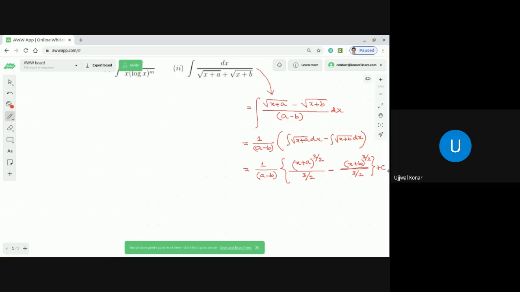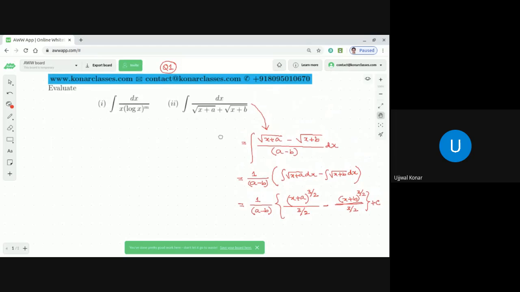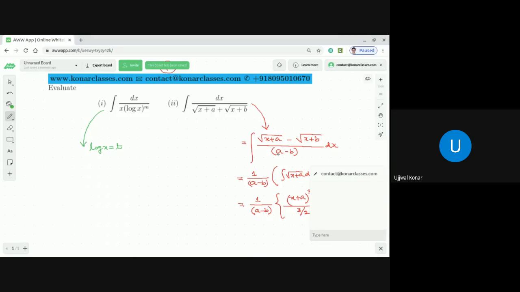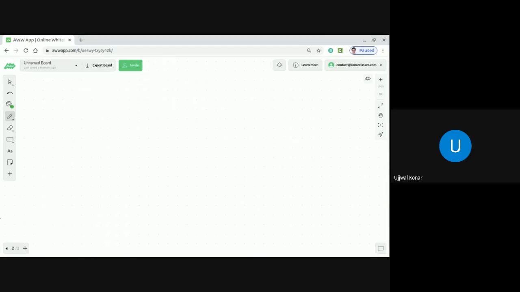And after that you can simplify. I'm not spending time on how to simplify. It is quite easy. And as we discussed in the first question, your substitution should be log x equal to t, and proceed. Fine. So now I think we can proceed to the next question. Correct? Yes. All right.